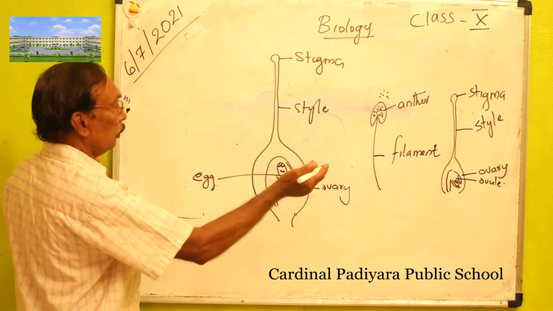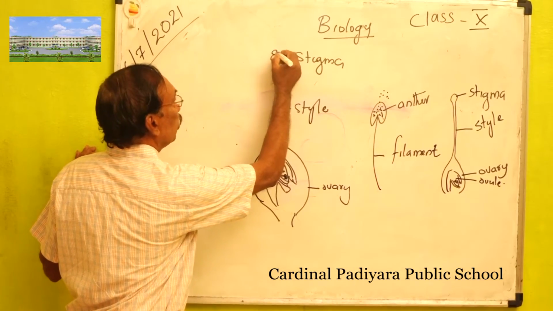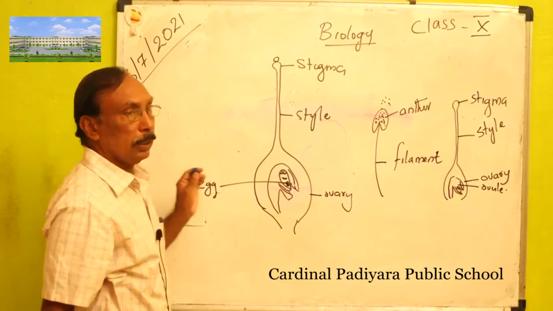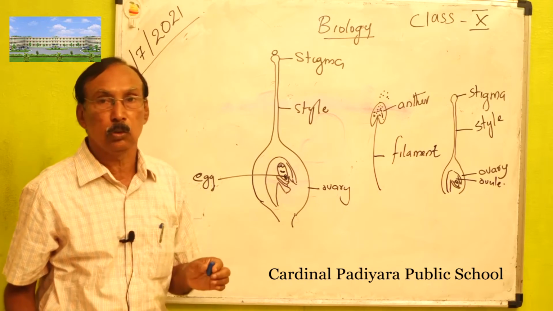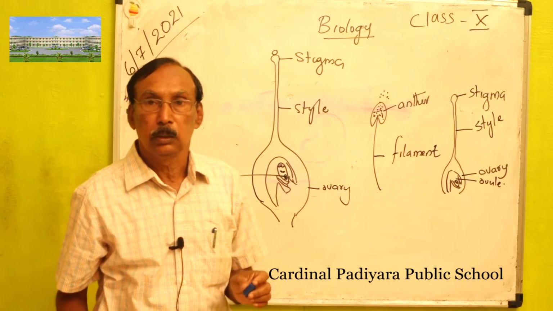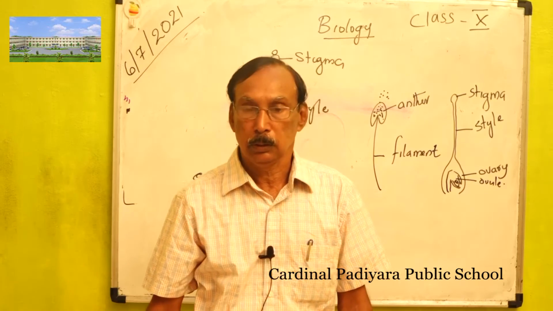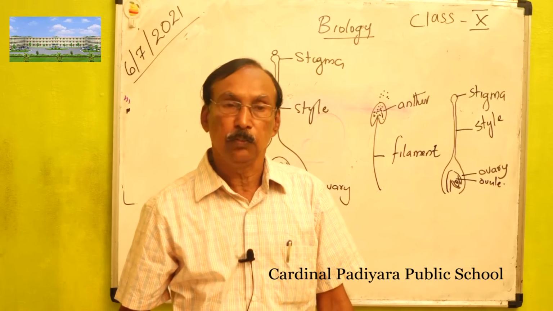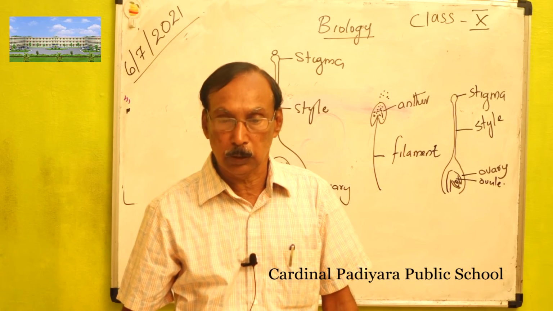Now from the anther, pollen grains will get deposited on the stigma, and this is what is called the transfer of pollen grain from the anther to the stigma, which is called pollination. This happens by either wind, insect, or water. The pollination can take place.